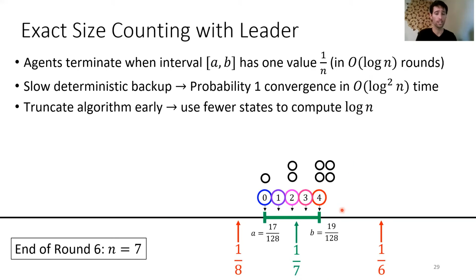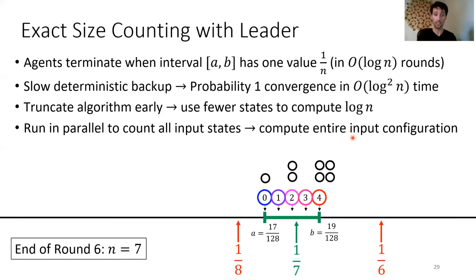In addition, we show that we can truncate this algorithm early and actually use much fewer states and instead compute log n. So if we only want an estimate, we can do that with fewer states. On the other side, if we want to know the entire input configuration, we can simply run our algorithm in parallel and count all of the input states. And then we can compute any function we wanted of the input configuration.